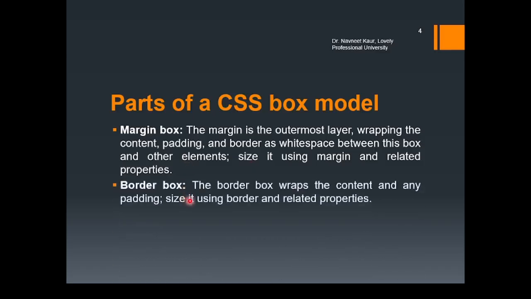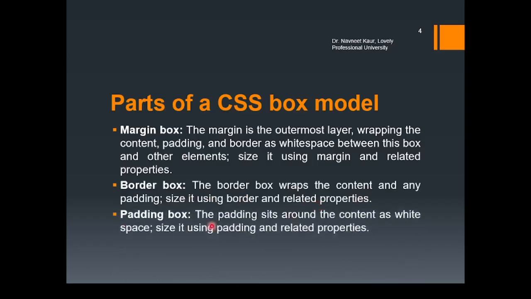Next one is border box. The border box wraps the content and any padding, and you size it using border and related properties. Then you have padding box. The padding sits around the content as white space, and you can size it using padding and related properties. Further, we have the content box. This is the area where your content is displayed.